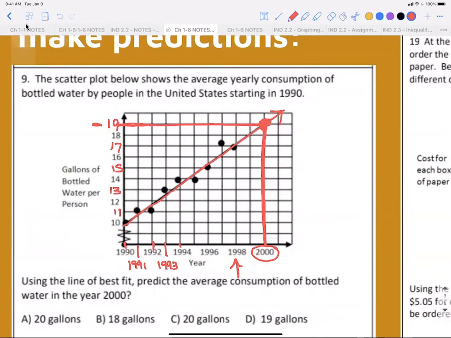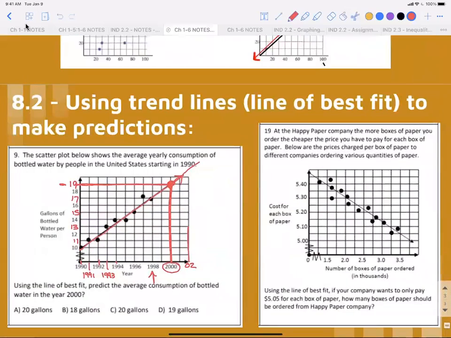And you could even go out further if you wanted to. We're not going to, but if you wanted to know 2002, right, you would go out to here because this is 02. You'd follow it up and you'd have to make your line just a little bit longer, and you could make predictions as long as you've got a graph. Okay, good with that? All right.